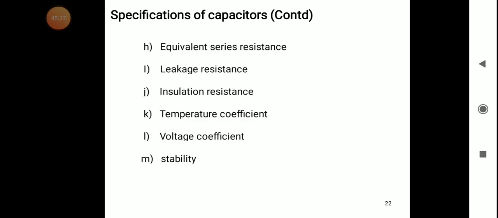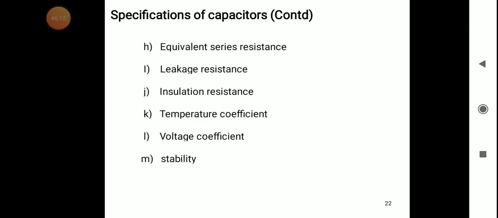So this is today's class. Until now we discussed the definition of the capacitor, the general formula of the capacitor, units of the capacitor, and classification of the capacitor. There are different classifications depending on the nature of the capacitor, the dielectric material we are using, and the polarity the capacitor has.